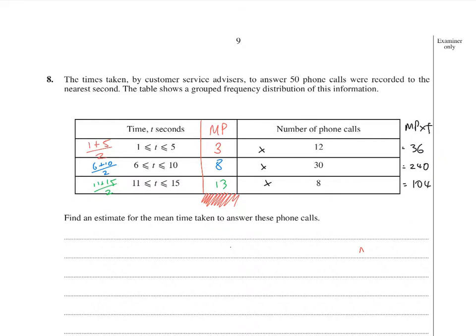The next thing that I want to do is work out what the total number of people here was. Now it should tell me here 50 phone calls, so I know that should add to 50, but check on your calculator. And yep, I just checked, it does. And then I want to work out the total number of people, so that's all of these here.